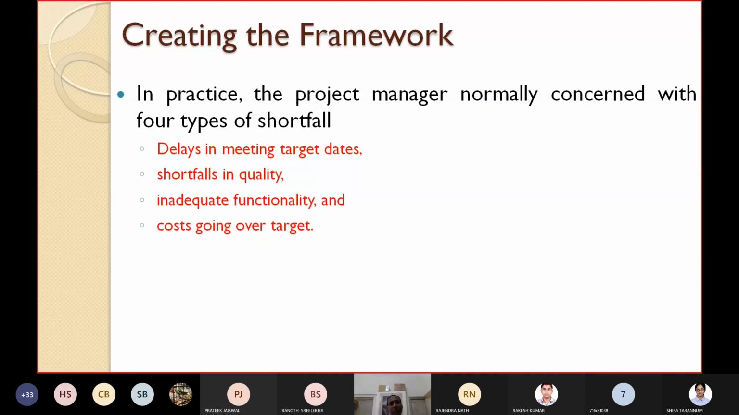And the most important, the cost going over. You have tendered 10 lakhs for developing the project, but now at the end of the project you are observing that the budget, the cost, is going to increase to more than 12 lakhs. So the cost is going over the target. So how to handle these things? The project manager is normally concerned with these 4 types of shortfalls.